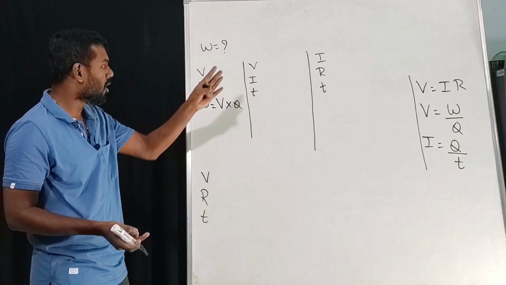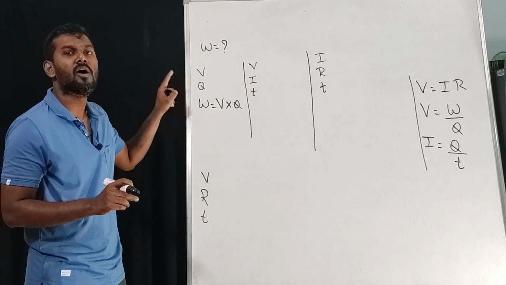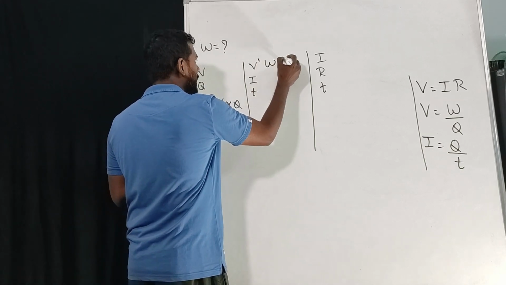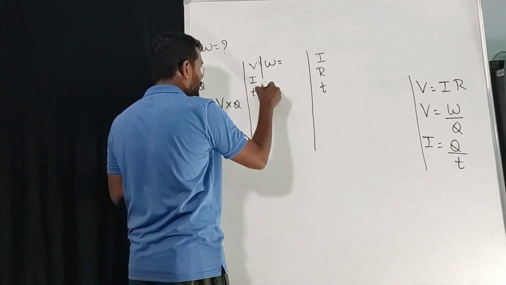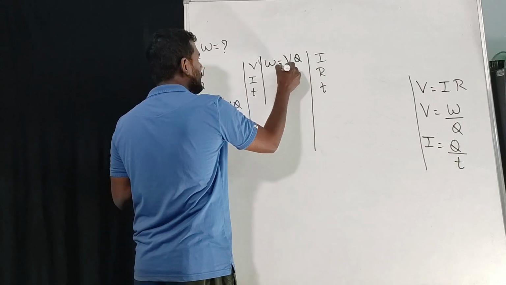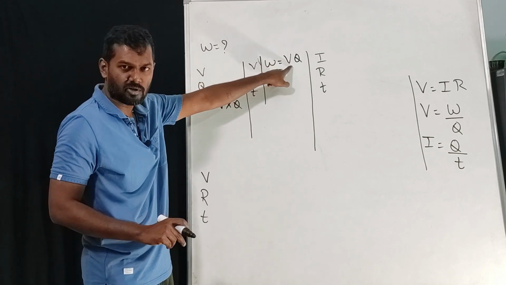Don't worry about it. Always write the basic formula. This is the basic formula to find the work done, correct? All three are given. Now, what is the basic formula? This one, correct? This is the basic formula to find work done. First, you have to write this one.